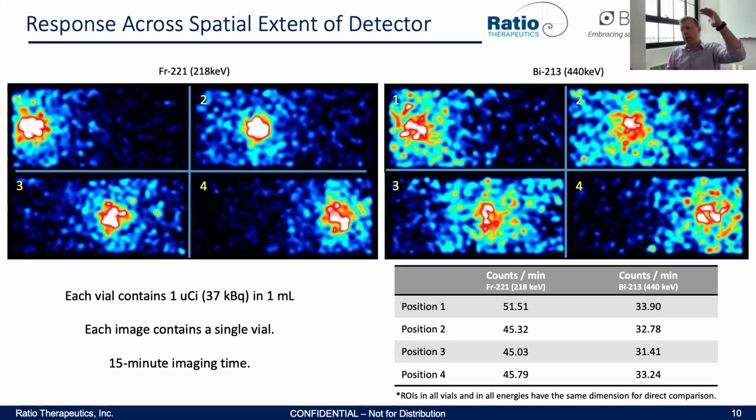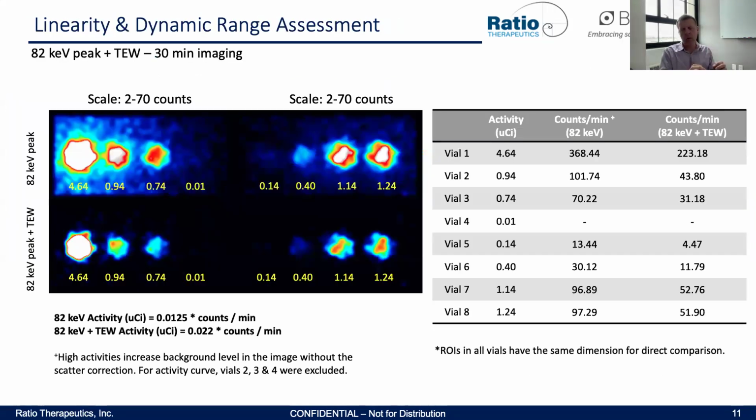Okay, so this is kind of a progression, right? At each step, we say, okay, this seems reasonable, and we move on to the next step. So here now, instead of using a single activity concentration, we are looking at still 1 ml vials, but now with concentrations varying from 0.01 microcurie per ml up to 4.64 microcuries per ml, which is close to the total amount of activity that we're going to administer later on in the mouse image data that are shown.